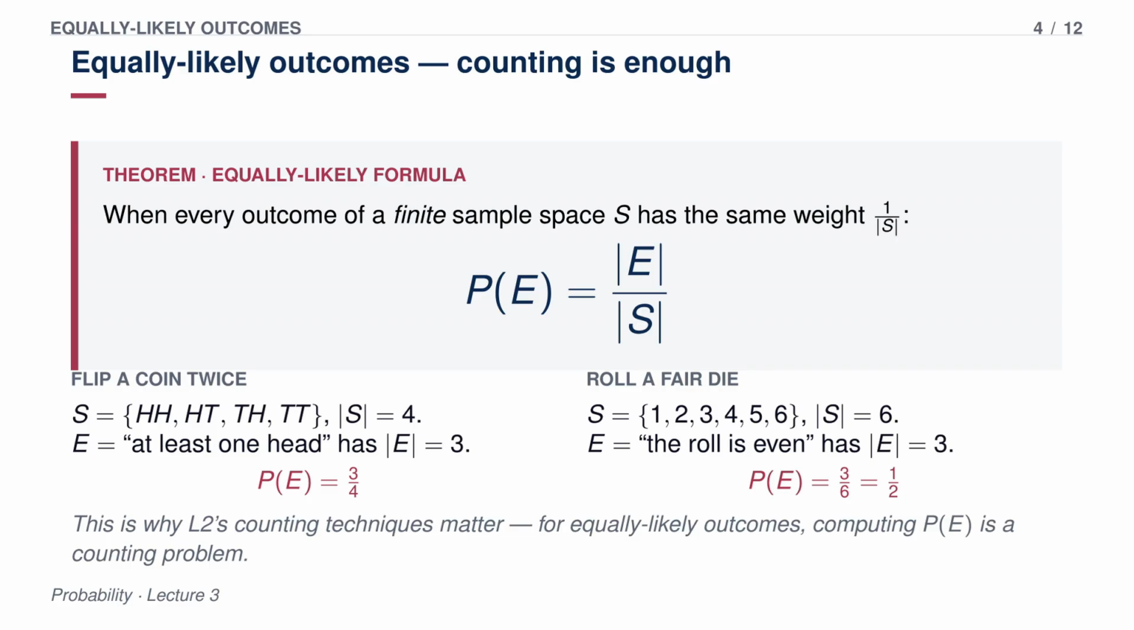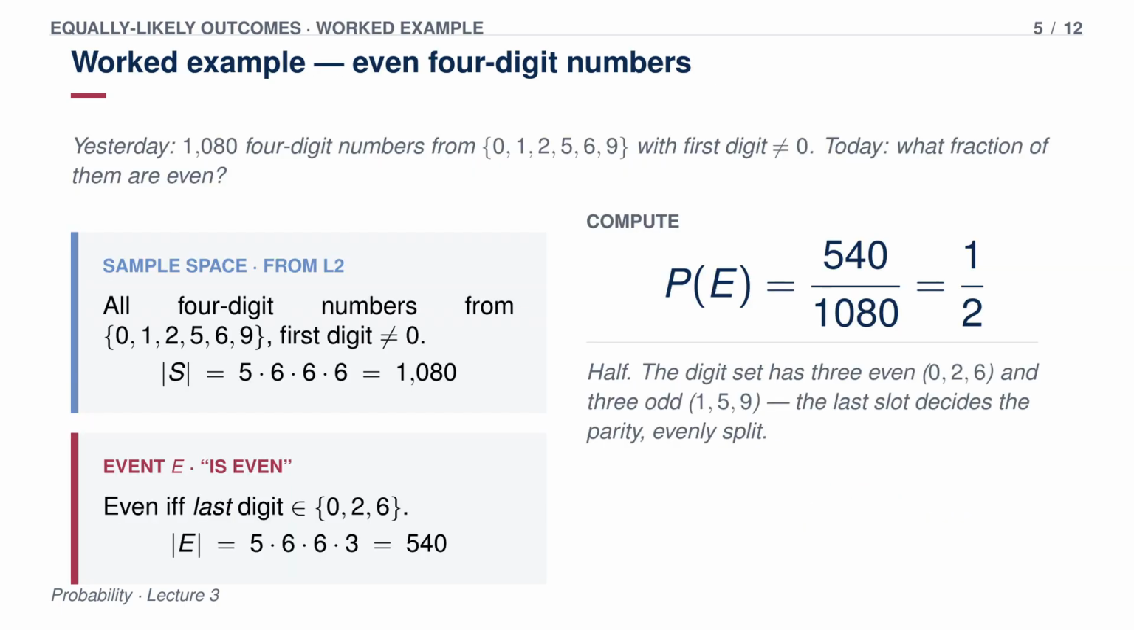Favorable outcomes over total possible outcomes. Exactly. When outcomes are equally likely, computing a probability stops being about assigning weights, and it turns entirely into a counting problem. Which is why those permutation and combination tools we talked about before are so vital. Yes, they do the heavy lifting here.